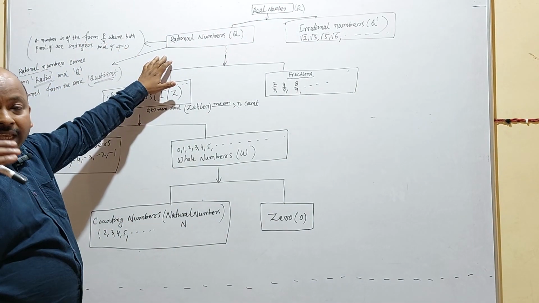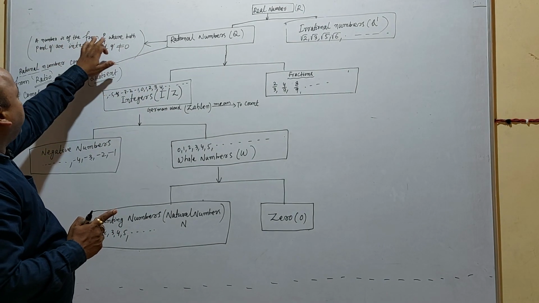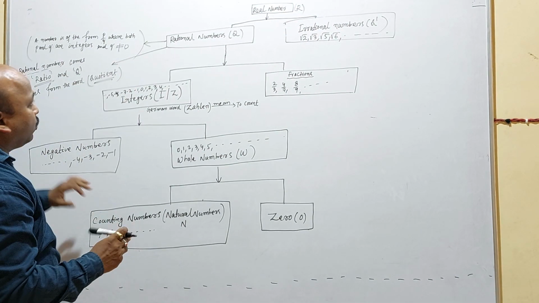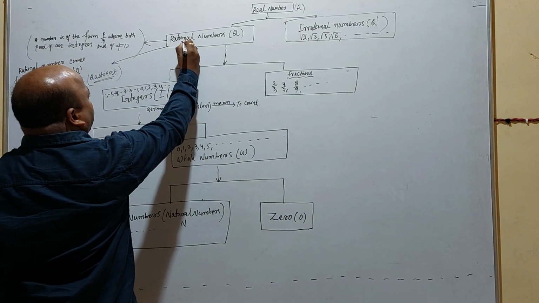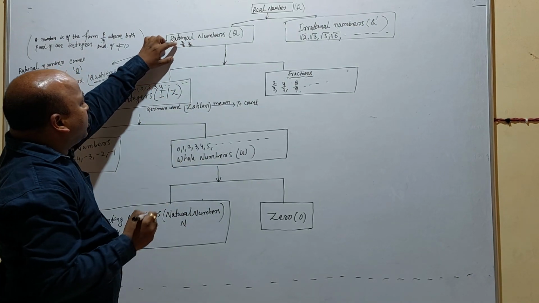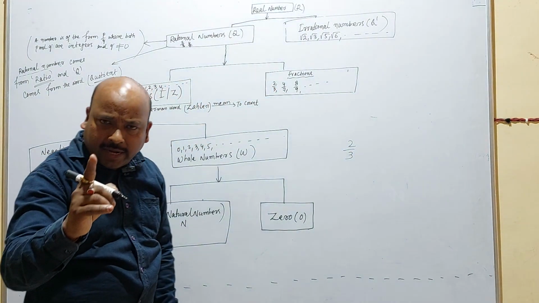So similarly, Pythagoras had a big role in the number system. That means he invented the rational number. A number of the form P by Q, where both P and Q are integers and Q is not equal to 0. Many examples are 2 by 3, 4 by 7. Look here, 2 by 3 is a rational number, right?